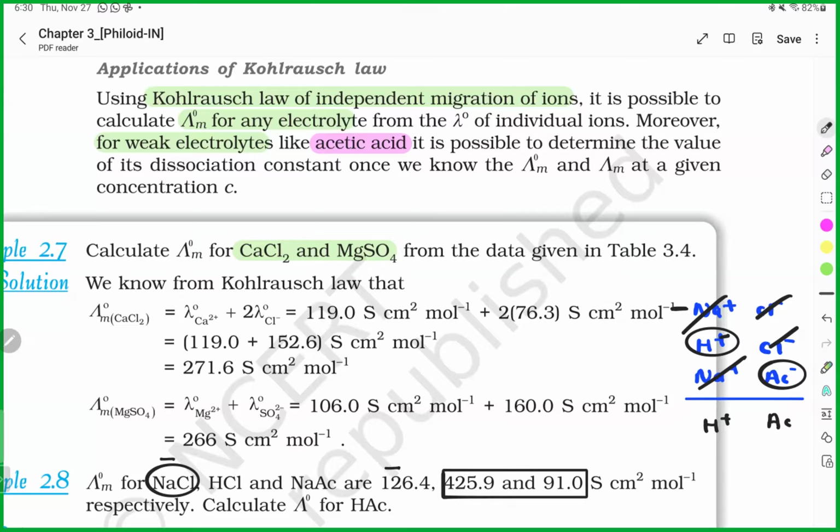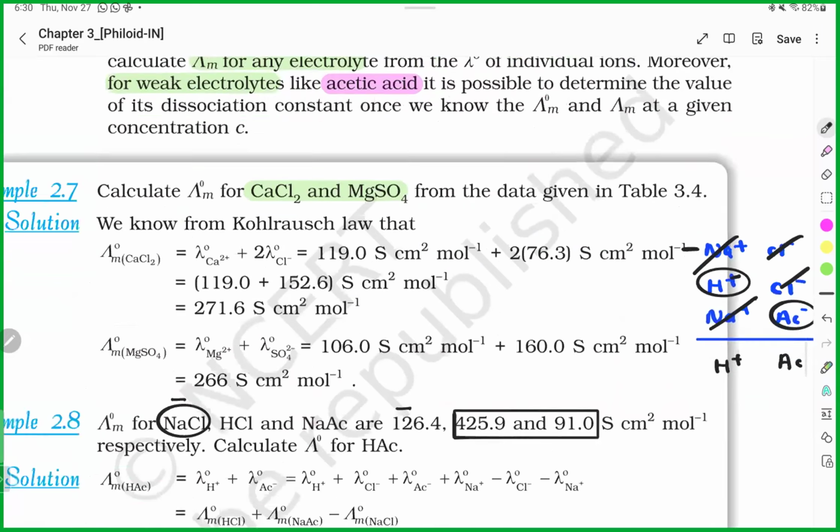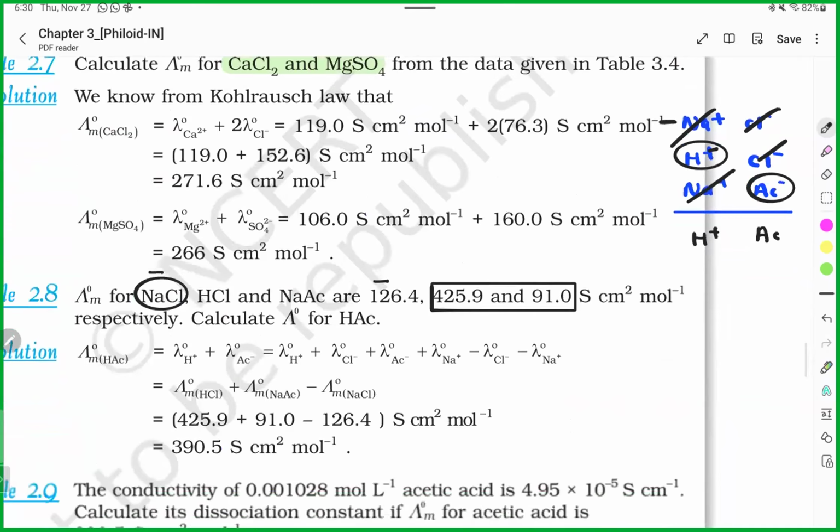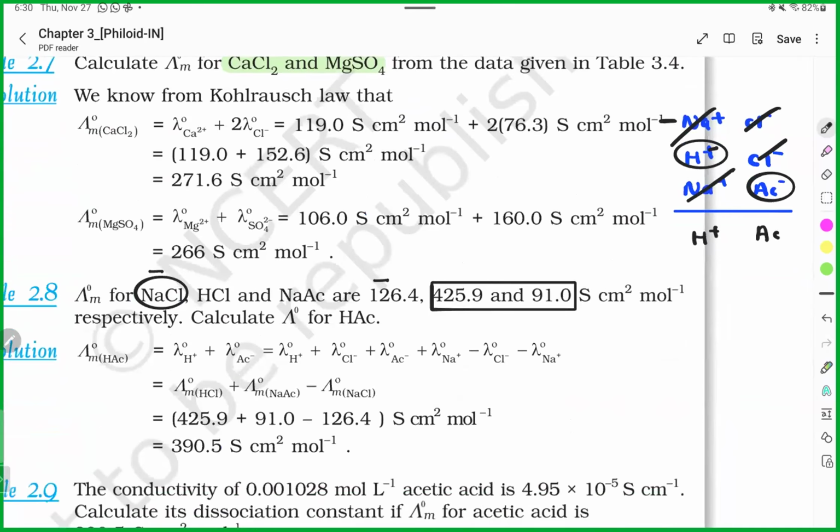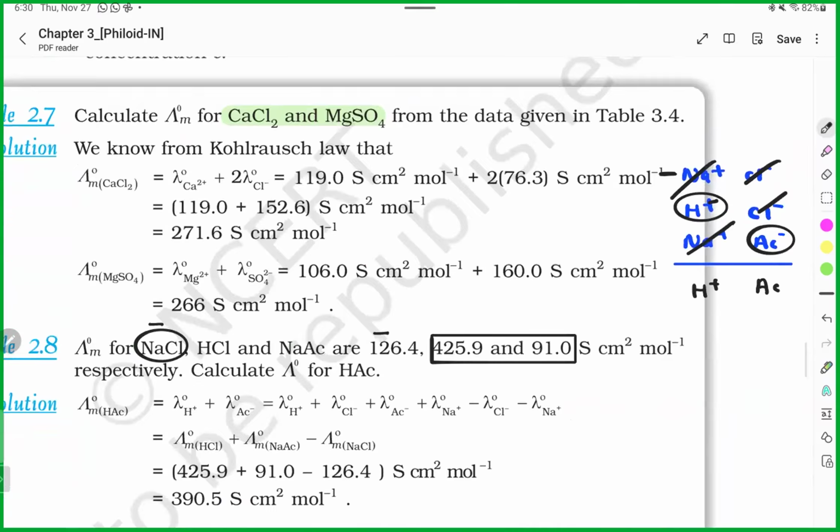No, sir. It's easy. Okay. See, same thing. Here you will not understand in the first instance what we are trying to say. You need ultimately only hydrogen and acetate. Everything else you should remove. How to remove? Minus NaCl.